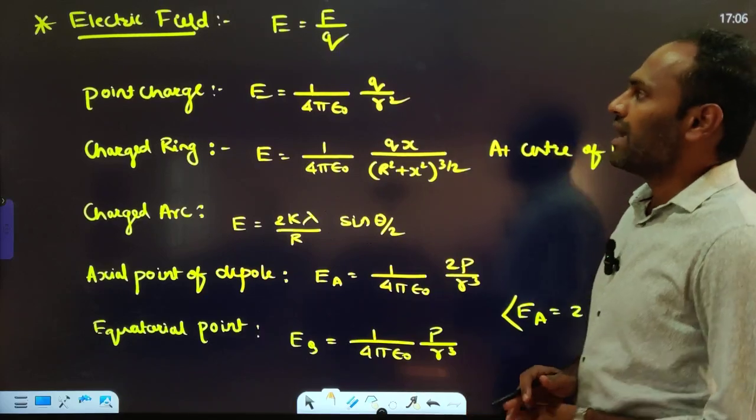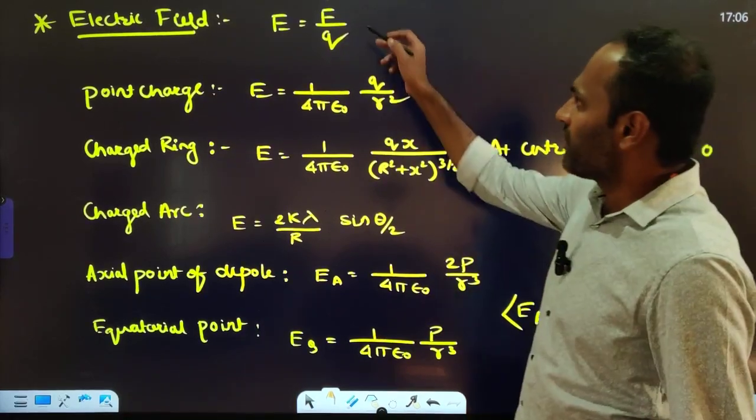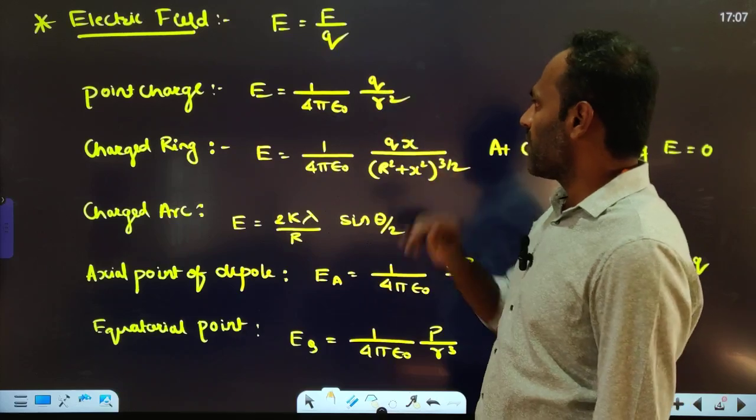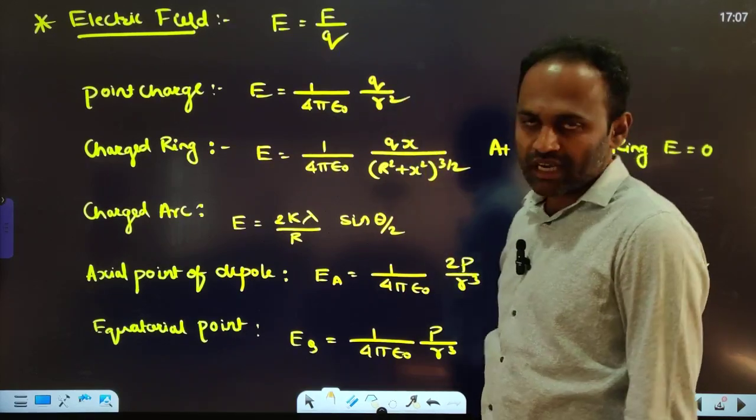Next, we'll go for electric field. E is equal to F divided by Q. We already know this. Electric field due to a point charge is 1 by 4 pi epsilon Q divided by R square, where R is the distance from that charge.